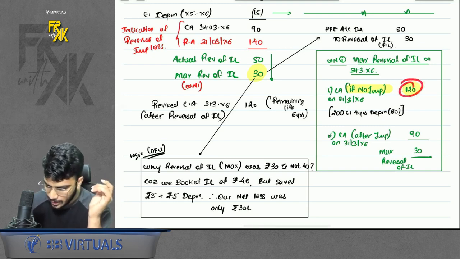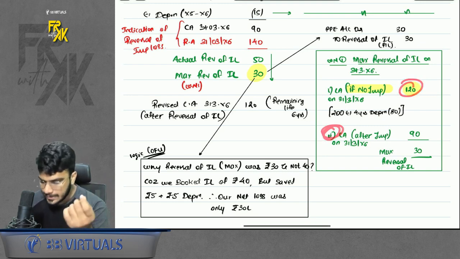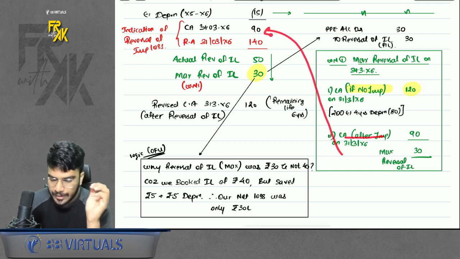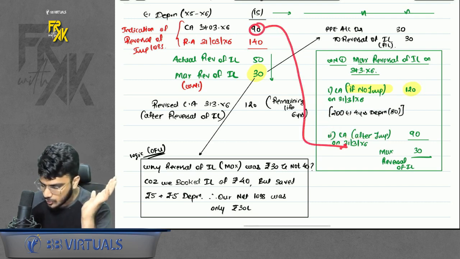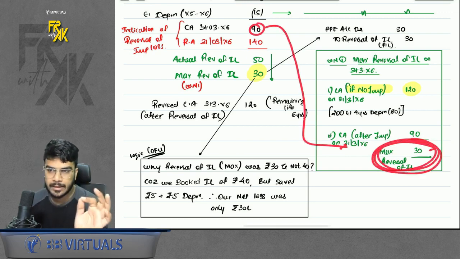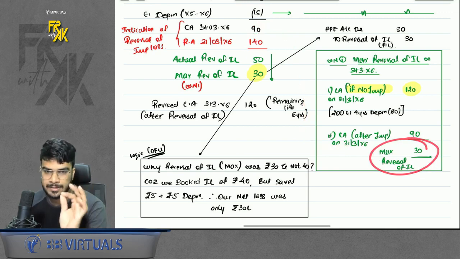Just compare this carrying amount with the second amount, and that is the carrying amount today. In reality, what is the carrying amount after impairment today? That is 90. Take this value here. So you will get the maximum reversal of 30. You can only reverse this much.